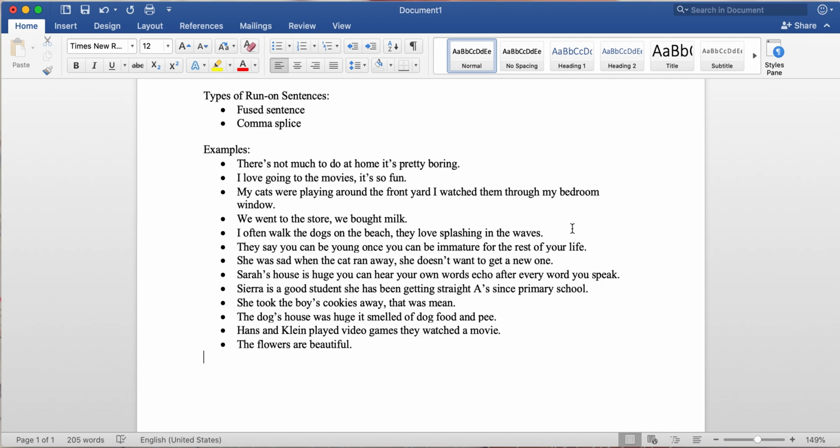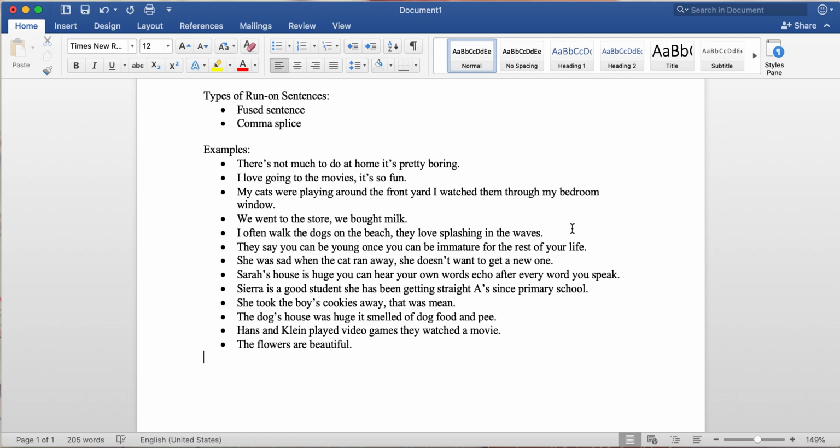The dog house was huge. It smelled of dog food and pee. And this one is a fused sentence because of the lack of punctuation and coordinating conjunction. Second to last sentence is Hans and Klein played video games. They watched a movie. This one is a fused sentence, which would need a comma and a coordinating conjunction. Or in this case, you could say Hans and Klein played video games and watched a movie, and that would just be one full sentence there.